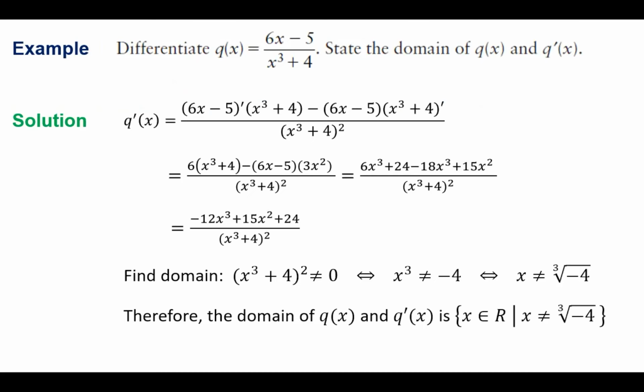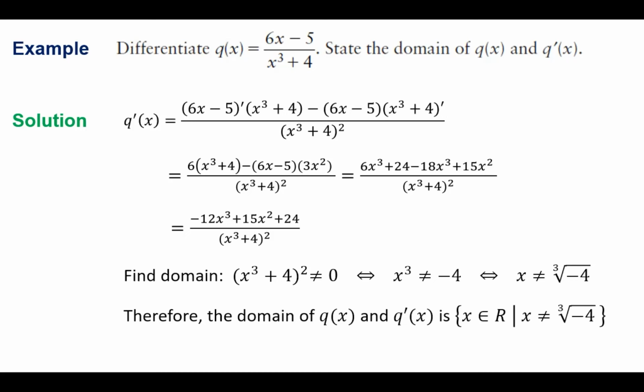So according to the quotient rule, the derivative of Q(x) equals a ratio. The new numerator is the derivative of the first function, which is the numerator of the original function, times the denominator of the original function, minus the numerator of the original function times the derivative of the denominator of the original function, divided by the denominator squared.